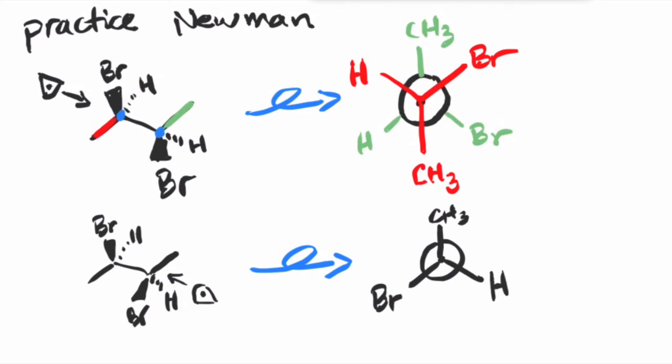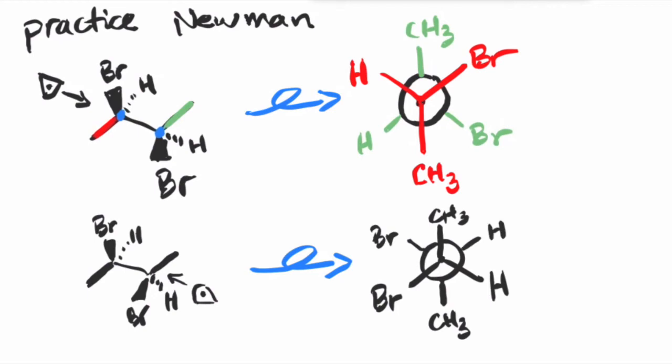Now looking at the back carbon, I notice that the flat line structure is pointing down, so I'm going to just draw it straight down. And my bromine again is wedged. So from my perspective, it's going to the left. So I'm going to draw it at an angle to the left, and the hydrogen therefore is to the right.